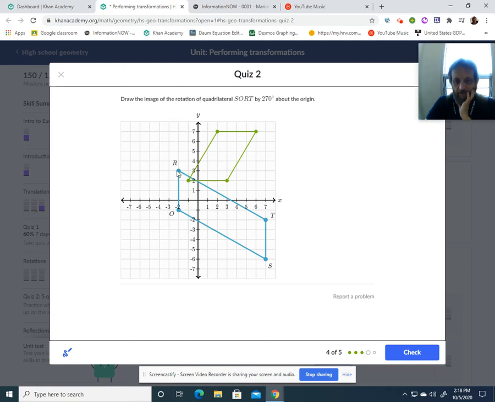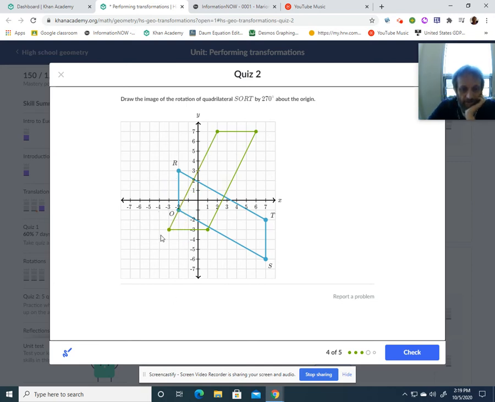So 270, somewhere I've gone wrong. 270 that way, 270 that way, 270, okay, this is where I've gone wrong. 270 this way should be 90 back this way. So this point should be down here, like that. And this point should be down here, like that. And now I'll double check again.